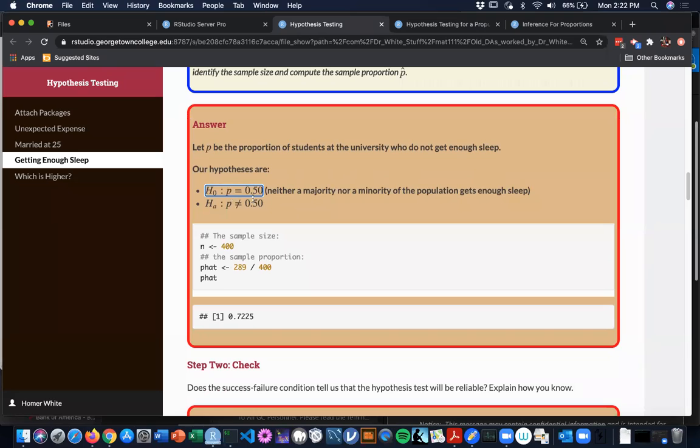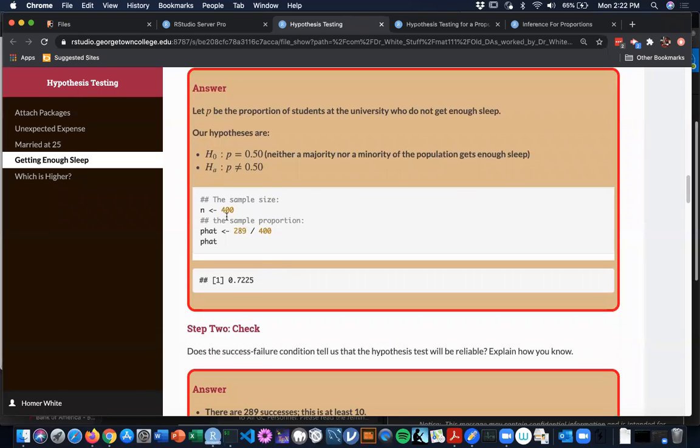And so the null saying that P is 0.50 is saying that out there at that university, neither a majority nor a minority of the population gets enough sleep. The alternative disagrees. Now you need to note down your sample size. That's 400. I'm going to call it N. Maybe I can use that later. And you need to note down the sample proportion, 289 over 400. I'll print that out to see what it is. And look at that. It's 72.25%.